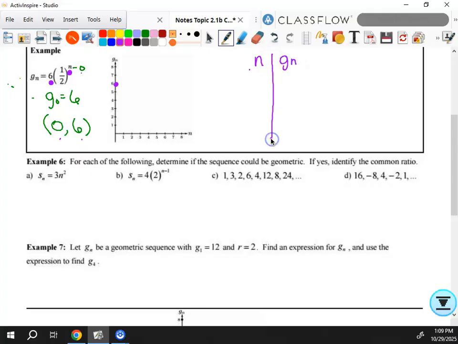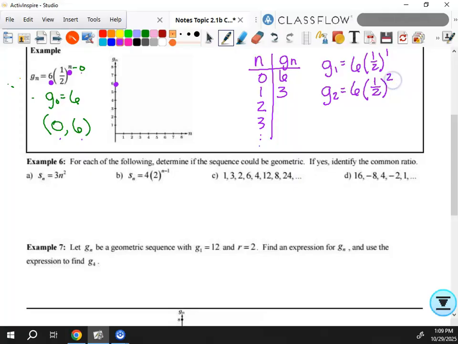N and G sub n. So we started with 0, 1, 2, 3, dot, dot, dot. So 0 we know is 6. And then if I want G sub 1, that is 6 times 1/2 to the first power. It's 1 minus 0, but over here I don't have to write all that. So that's really just 6 times 1/2, which is 3. G sub 2 is 6 times 1/2 to the second power. What's that going to give me? 6 over 4, which is what? This is 6 times 1/4.